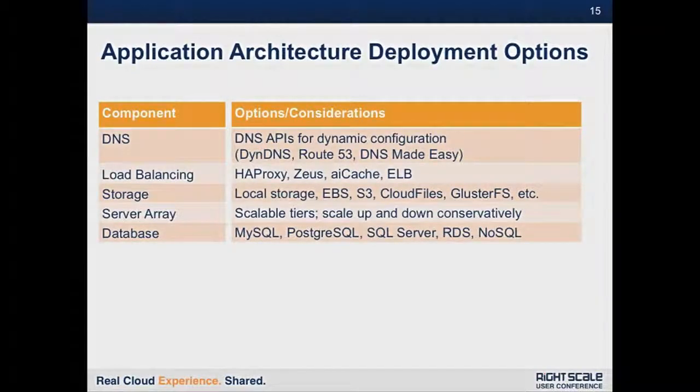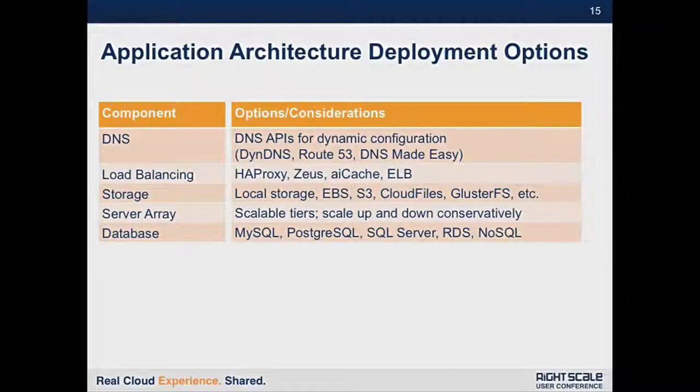Load balancing. Probably the 4 most common options that our customers use are the ones you see listed here: HAProxy, Zeus, aiCache, and ELB, which is the Elastic Load Balancer, the AWS solution. aiCache is more of a front-end caching solution, but it also makes a very effective load balancer as well. So those are probably the 4 most common ones.